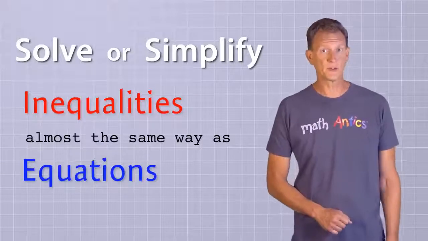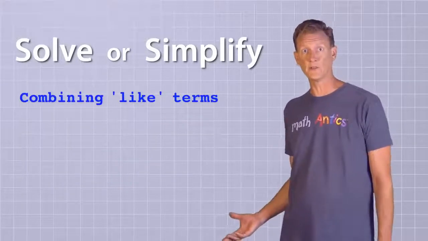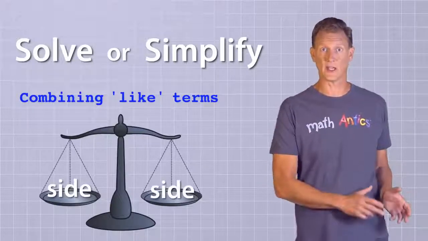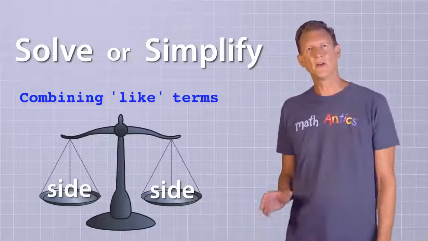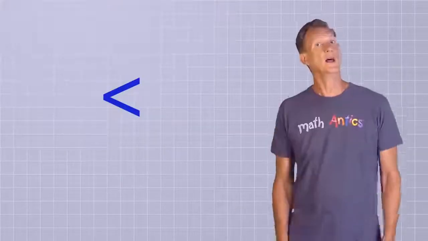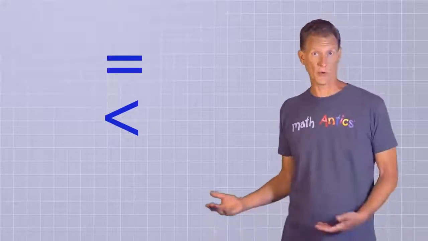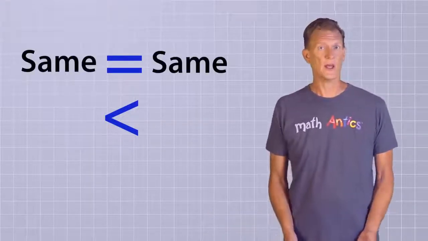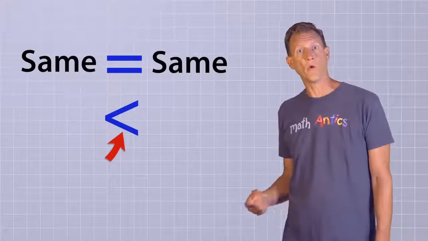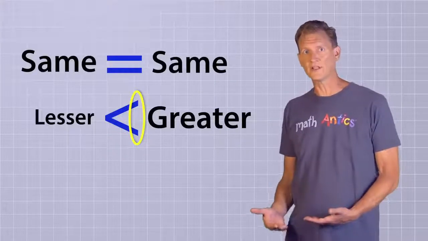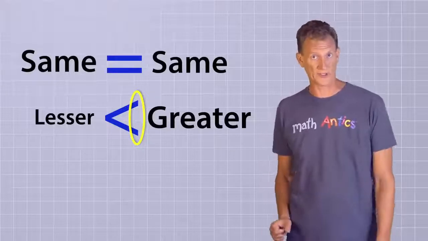All of the same principles apply, like combining like terms and the idea that anything you do to one side needs to be done to the other side too. However, there are a couple situations where you need to flip the inequality sign. You never had to worry about that with equations because order doesn't matter when both sides have the exact same value. But inequalities tell us that one side has a greater value than the other, and the open end of the inequality sign always faces that greater side.